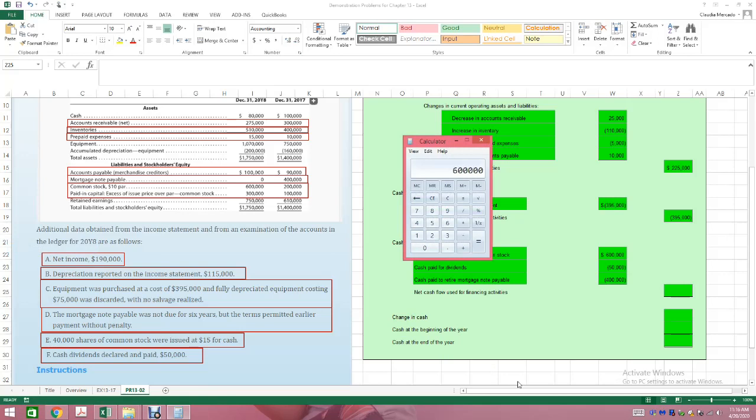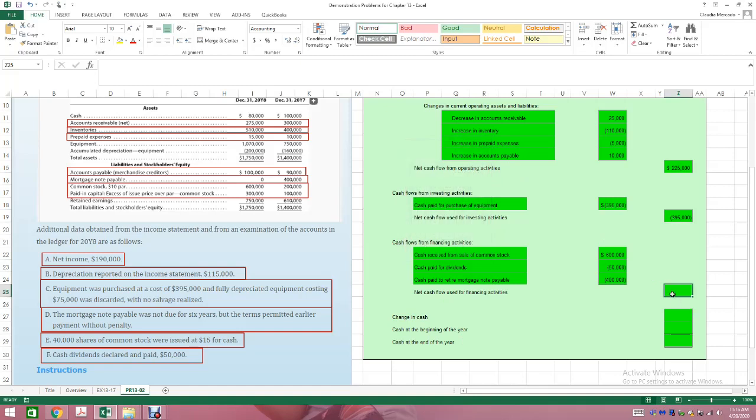Minus $50,000. Minus $400,000. That's going to give me a positive $150,000. So now I have my total for operating, investing, and financing. My totals for the three, and you have the details of what caused those increases or decreases.